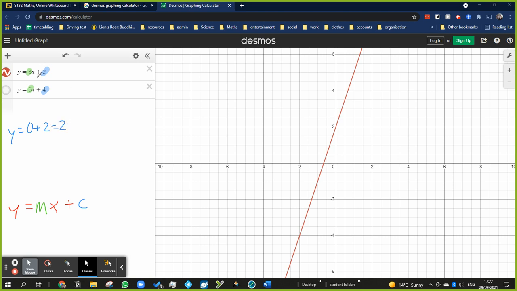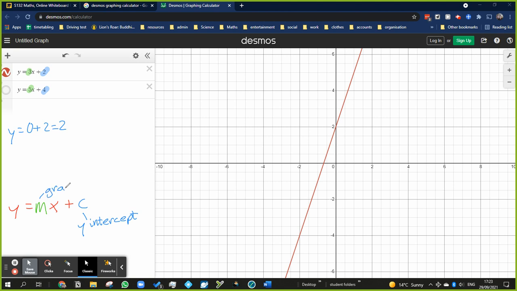So when x is 0, then y is 2, and that's why you're always going to have this value here for where it crosses the y-axis. That's the c value. Okay, so the c is always the y-intercept, the place where it crosses the y-axis. Now, what about the m then? The 3 there. Well, the 3 is what we call the gradient.